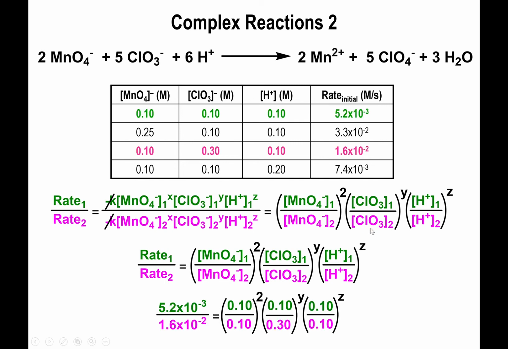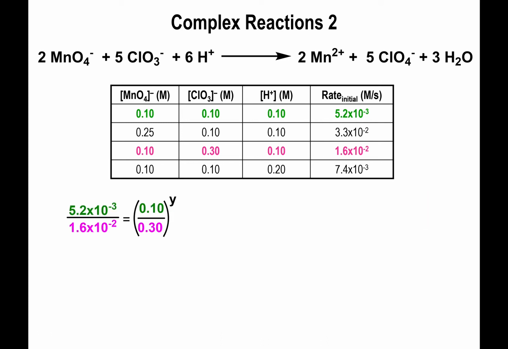So in this particular example, what I'm doing is selecting rows 1 and 3 in order to cancel out not only the concentration of H+, but also the concentration of permanganate, because notice that they're constant in those two rows. The concentration of chlorate, however, changes. So that means that this first fraction and that second fraction are going to be gone. So now you're going to have rate 1 over rate 3 equals the concentration of chlorate in row 1 over the concentration of chlorate in row 3, raised to the power of y.